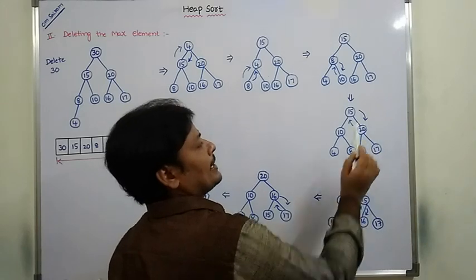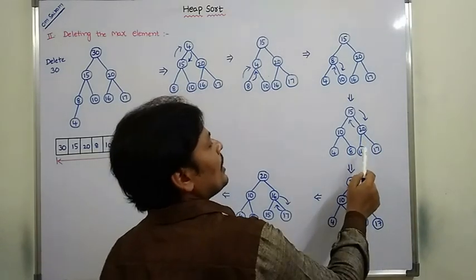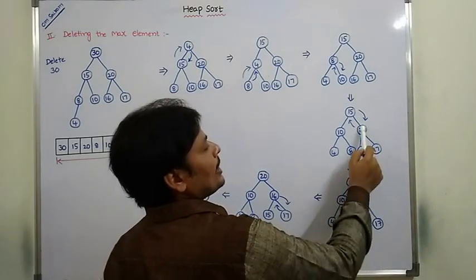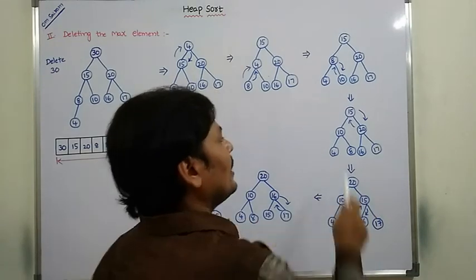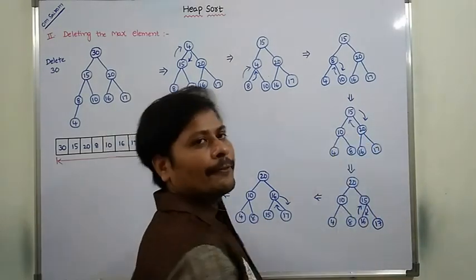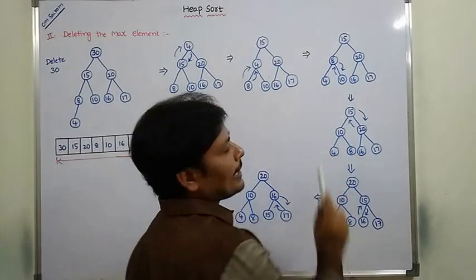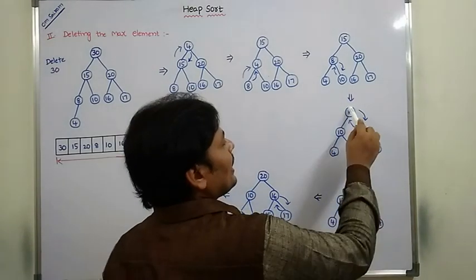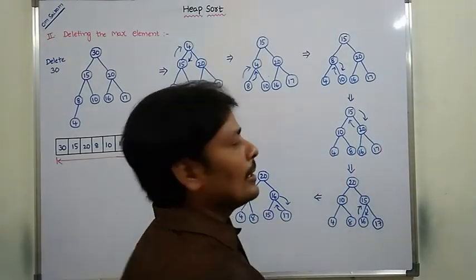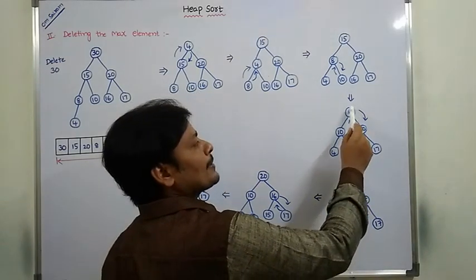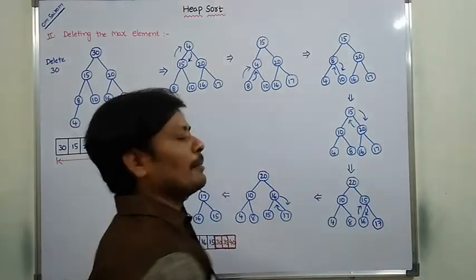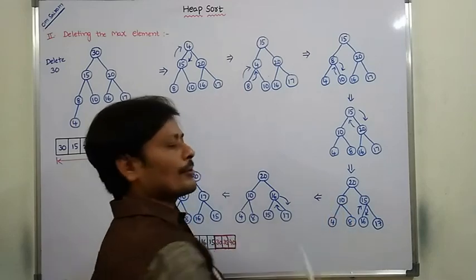16 and 17 have the parent 20. So 20 is greater than 16, 20 is greater than 17. 10 and 20 have the parent 15. So 15 is greater than 10? Yes. 15 is greater than 20? False. So it does not satisfy the maximum heap property. Swapping can be done. Then we are getting this tree.